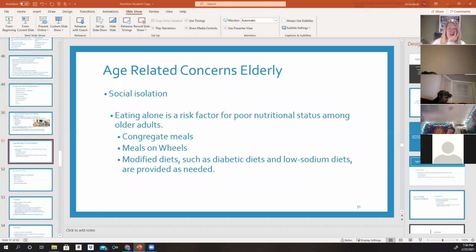Age-related concerns for elderly, so social isolation. So sometimes maybe they're not married and they live alone. Maybe they've lost their spouse and they live alone. Maybe they have children who live out of state and they don't get to see each other a lot. It's very easy for the elderly population to feel socially isolated, which in turn causes depression, and then it affects their nutrition because they're not eating. People don't like to eat alone. This is also a big risk factor for poor nutritional status.